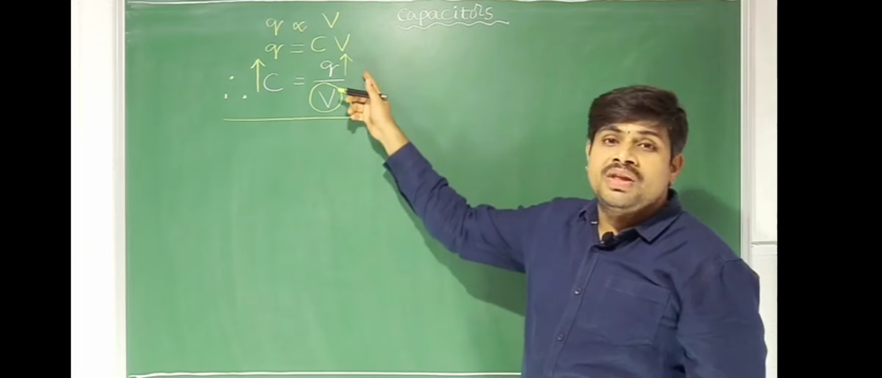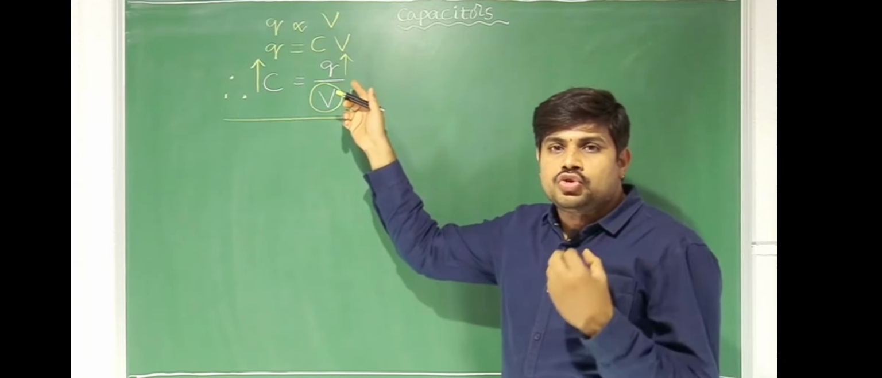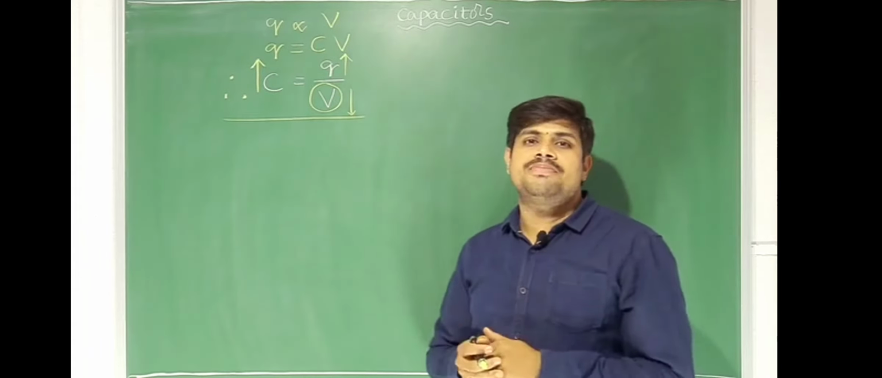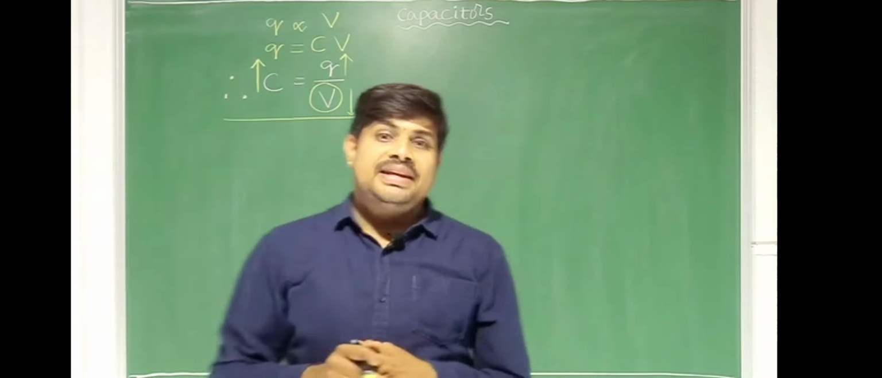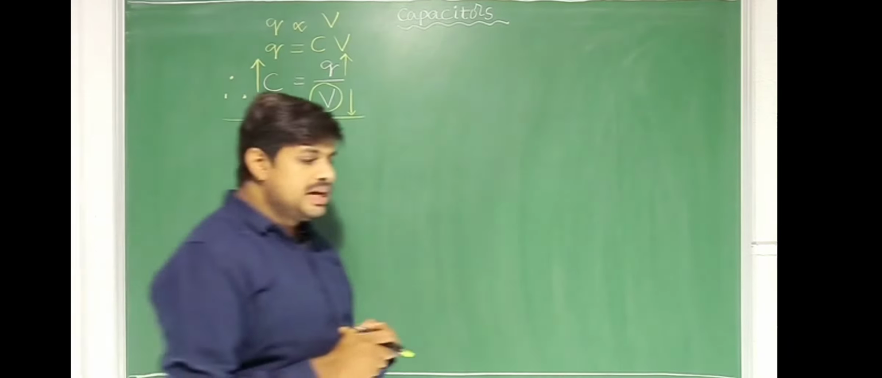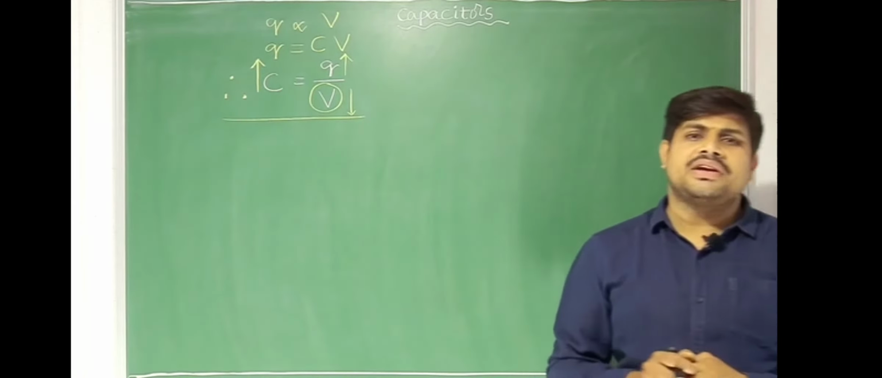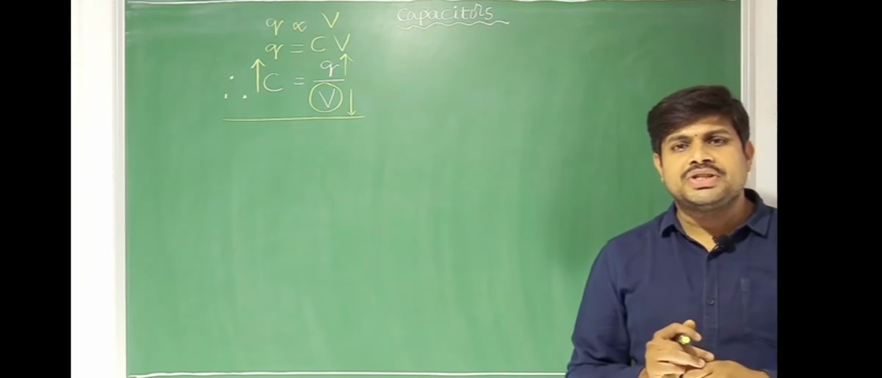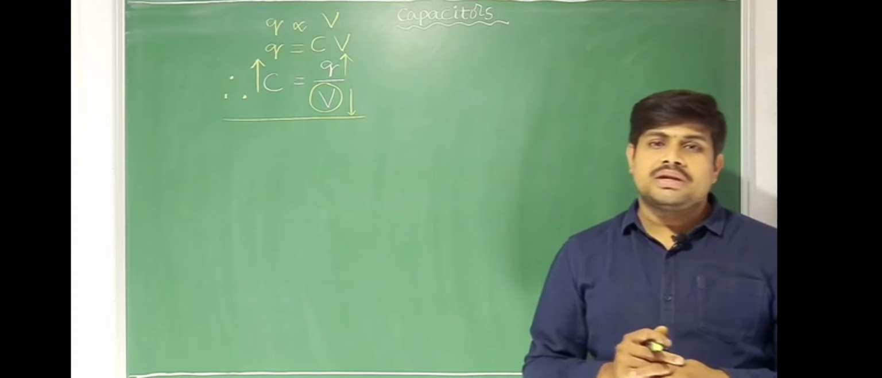Similarly, if you want to charge a conductor more and more, if you want to store more and more charge, then you need to reduce its potential. Automatically, its capacitance is said to be increased. Dear students, already in the previous classes I told, capacitance of a given conductor is dependent on two things. Number one, its dimensions, and number two, the surroundings. So surroundings also play a major role.